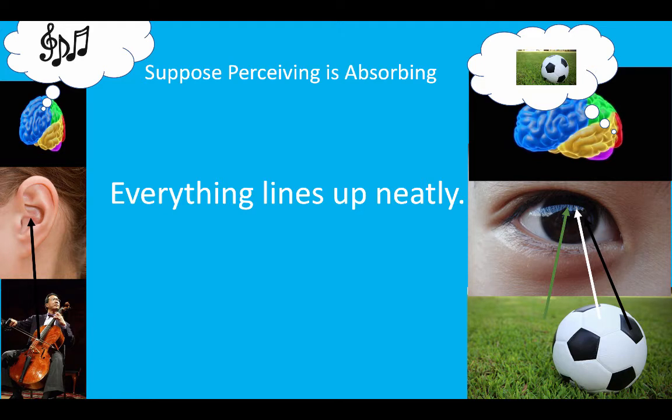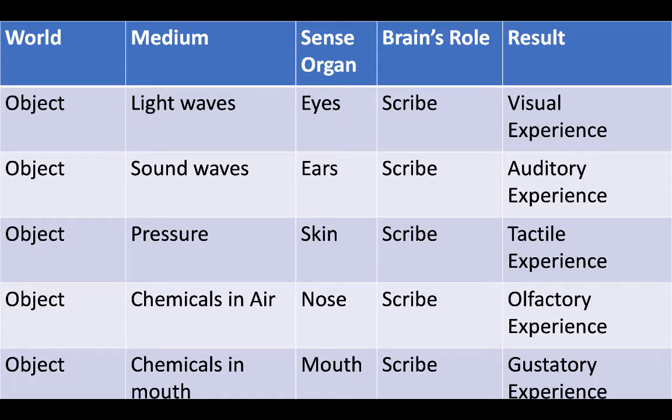What I want you to suppose right now is that if perceiving is absorbing, then everything should line up neatly. Your eyes absorb light, and your brain, in effect, absorbs the retinal image and puts it in a format you can use to make you see. Your ears absorb sound waves, and your brain absorbs the auditory equivalent of a retinal image and puts it in a format you can use, an auditory experience. And the same thing will happen for touch and smell and taste. Here's a chart that illustrates this idea.